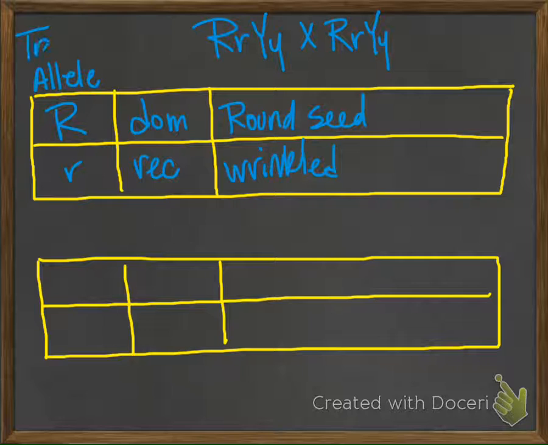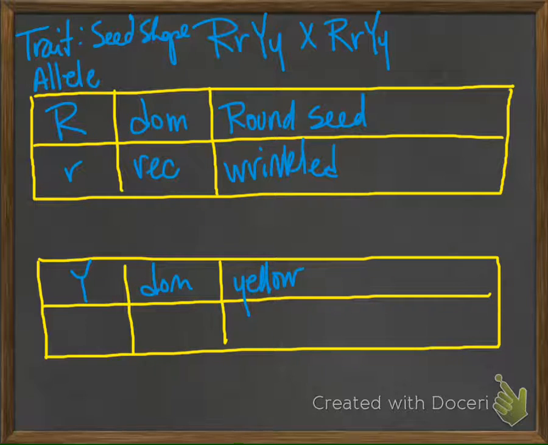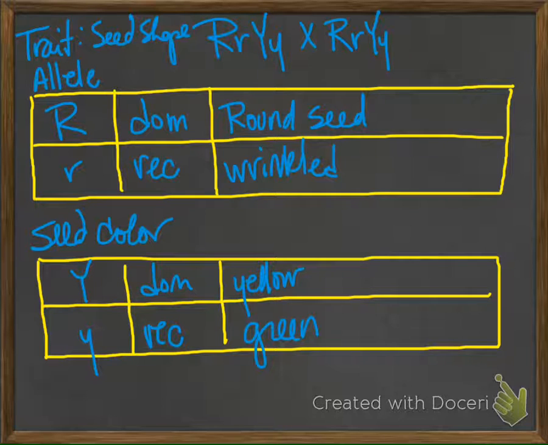This trait is seed shape. Y, big Y is dominant for yellow seeds. This is seed color. Little y is recessive for green. So we know the traits. We're going to need to come back to this after we do the cross.